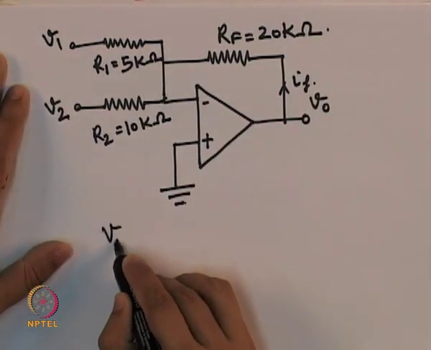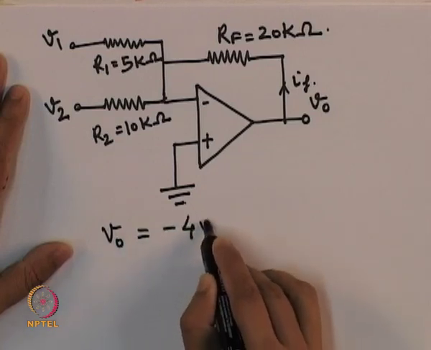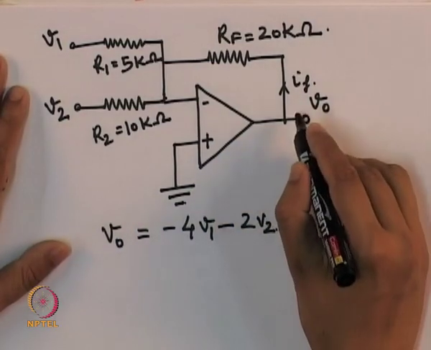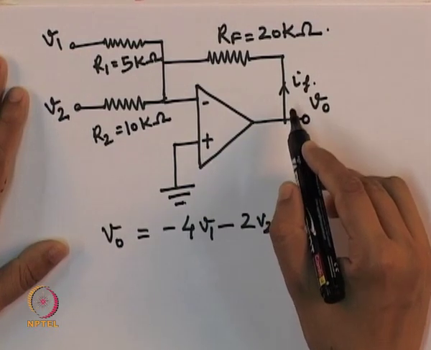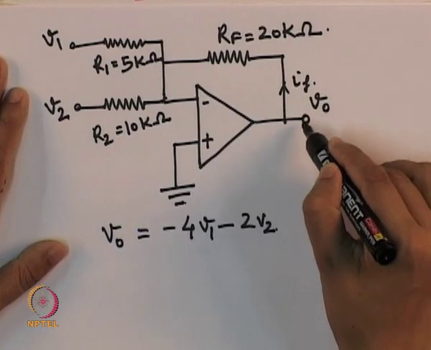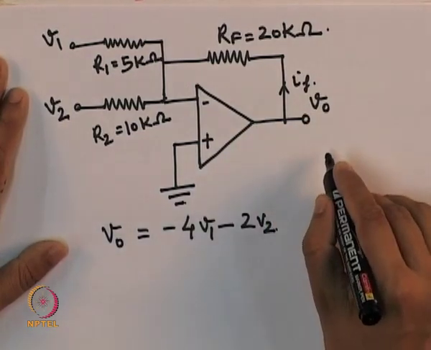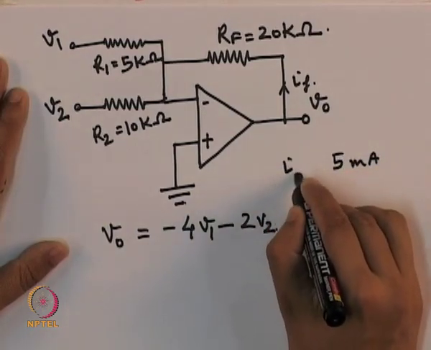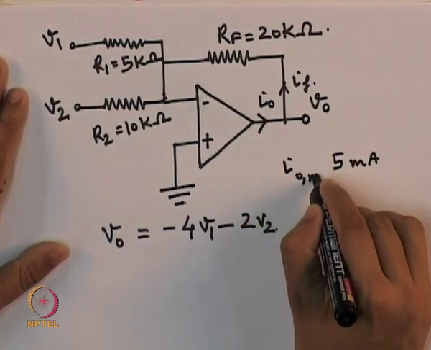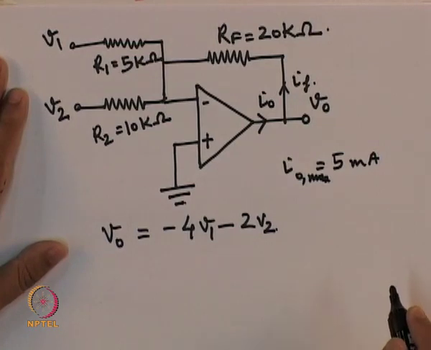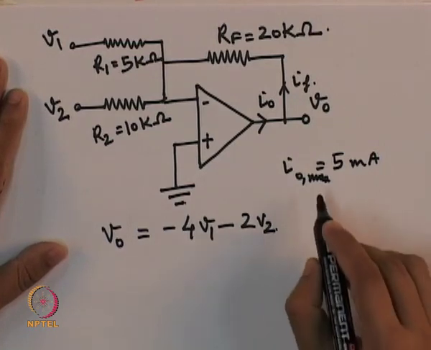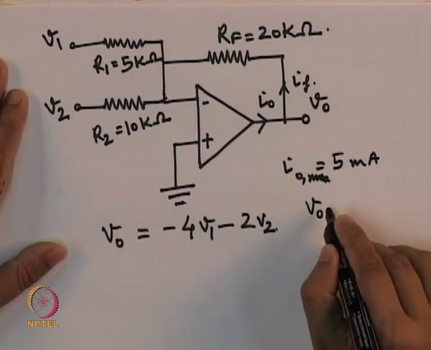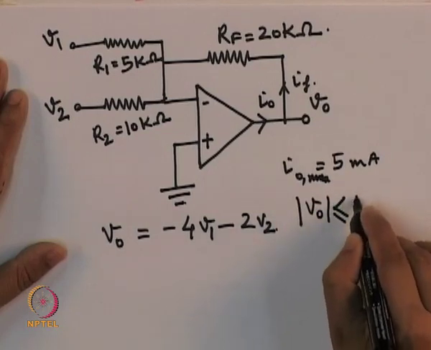Now, as we can see, VO will be given by minus 4 V1 minus 2 V2. Now, suppose the maximum current that can be sourced, say the maximum current that can be provided at the output of this op amp, is 5 milliampere. So, IO max is, say, equal to 5 milliampere, and say the maximum output voltage that can be provided at the output is equal to 10 volts.